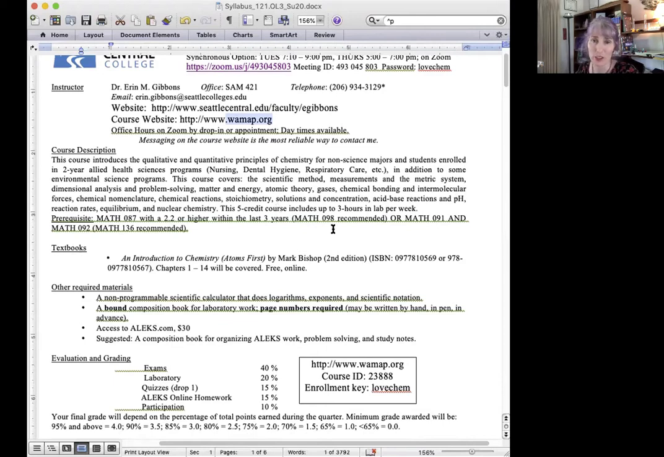This is the introductory chemistry for allied health, and there is a math prerequisite. So in ALEKS, our first assignment is a math prerequisite review. Please try to spend plenty of time up front and get that done. It's the biggest assignment of the quarter in ALEKS.